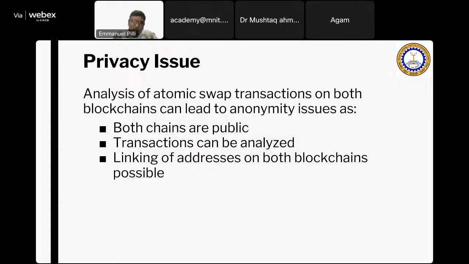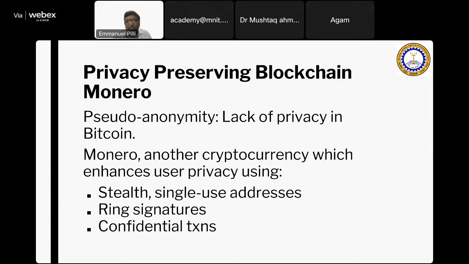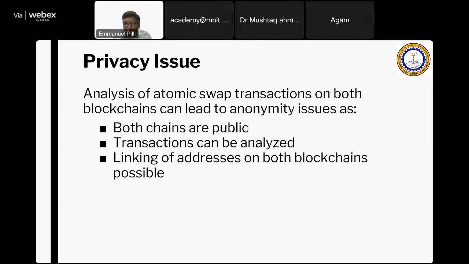the amounts are relevant. So you can try to make a comparison, and then you can try to arrive at that. And because both chains are public, transactions can be analyzed, and linking of addresses on both blockchains is possible. So when you link those addresses, then you get what is called a privacy issue. So obviously you move to, and we are actually giving a protocol here.